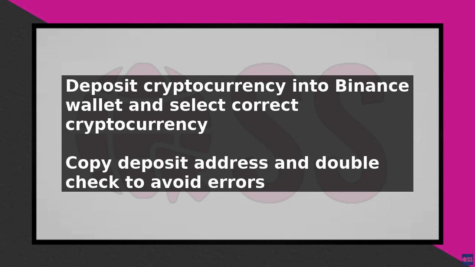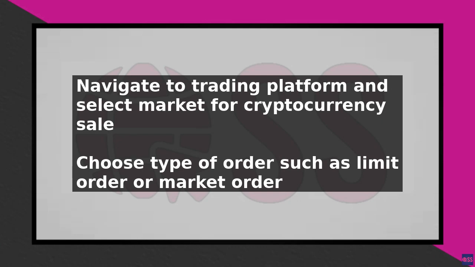Next, choose the type of order you want to place, such as a limit order or a market order. A limit order allows you to set a specific price at which you want to sell, while a market order sells your cryptocurrency at the current market price.